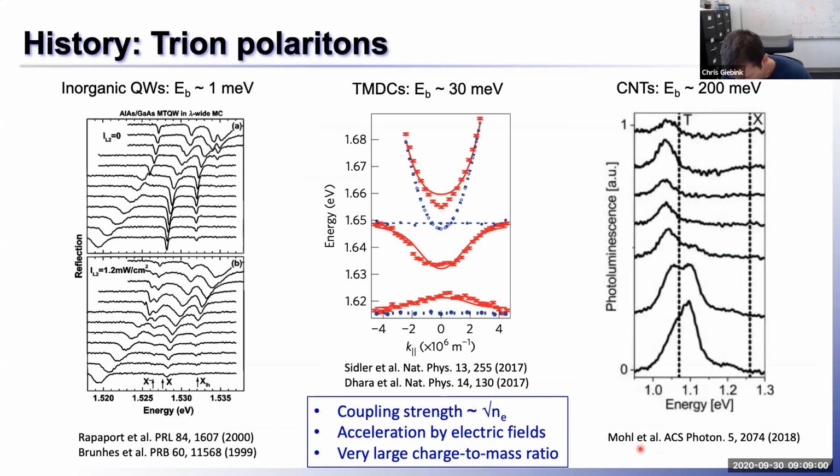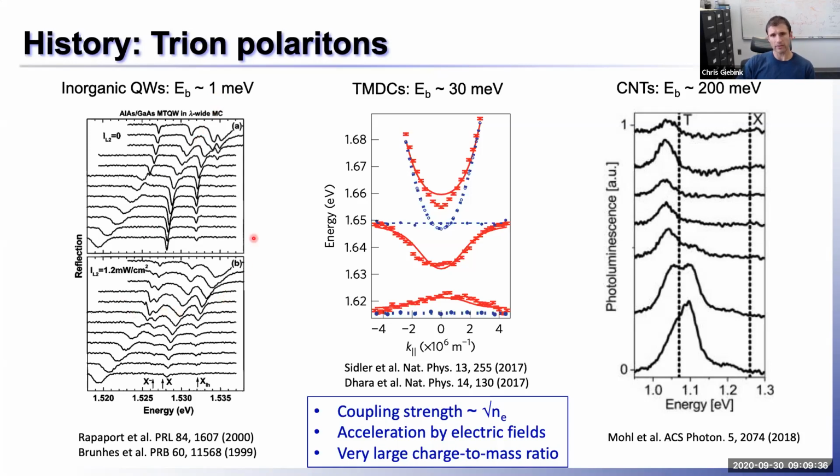So charged polaritons are not particularly new. I think the first demonstration that I've seen is back in the late 90s, early 2000s, where people were looking at strong coupling with trion excitations in gallium arsenide quantum wells, as well as cadmium telluride. There, the binding energy of the trion, so this is a 3-particle complex, typically 2 holes and 1 electron, or vice versa. And the binding energy in these cases is very small. It's about a millielectron volt, which means that you need to conduct all of your experiments at very low temperature.